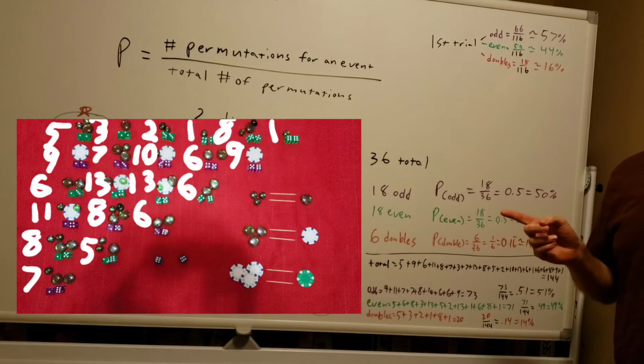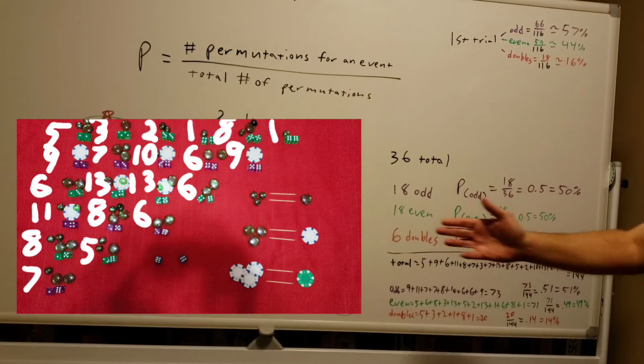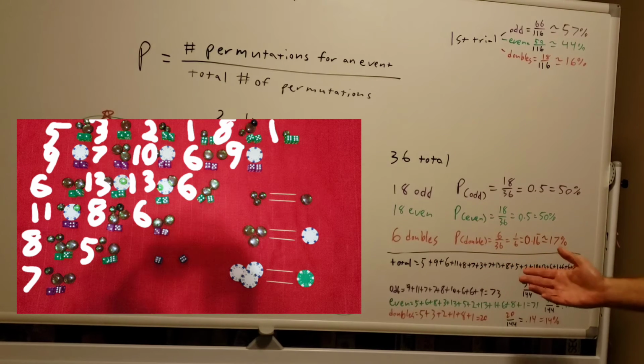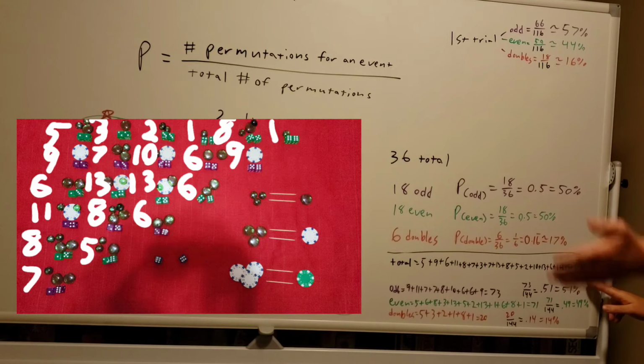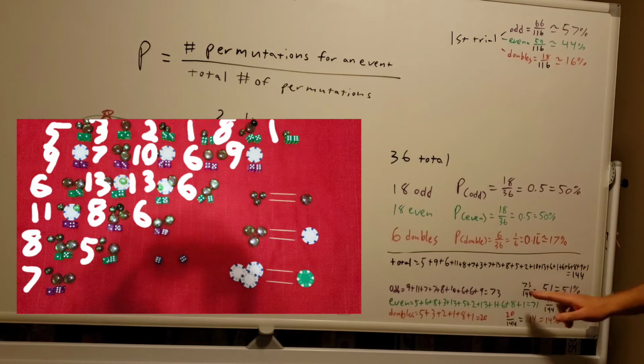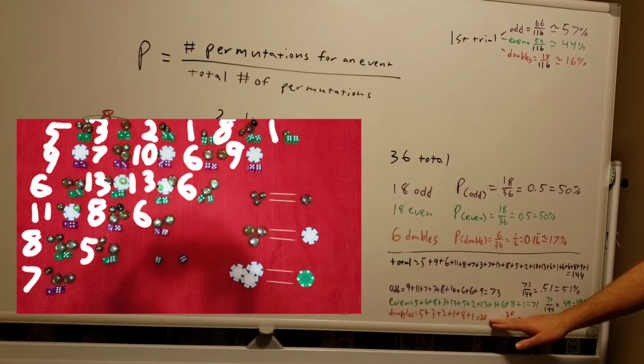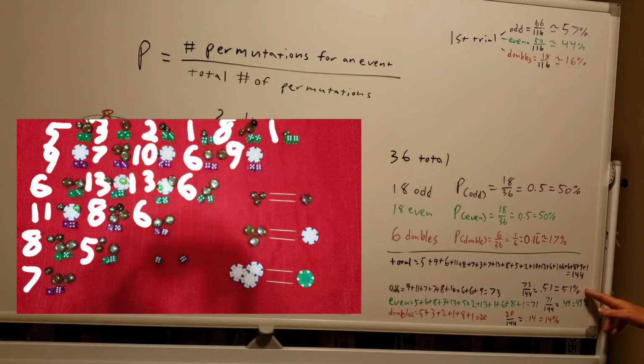So we can see from our second trial that we got slightly different results, right? It took 144 tries in order to get at least one of every combination. We got 73 odd, we got 71 even, and we got 20 doubles. This gave us a fraction of 51% were odd, 49% were even, and 14% were doubles.